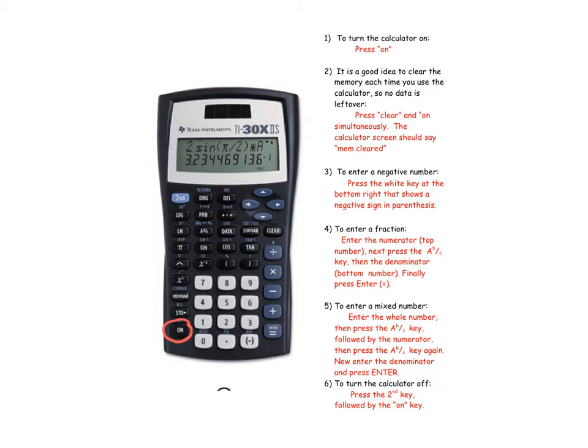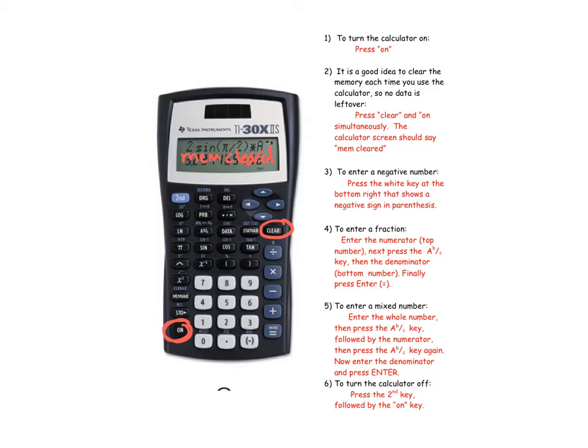It's a good idea to clear the memory each time you use the calculator so that no data is left over. And you do that by pressing clear and on simultaneously. That means at the same time. And the calculator screen should say mem cleared if you do it properly. So that means if you press this button and the on button simultaneously, you're going to get a message on the screen that says mem cleared.